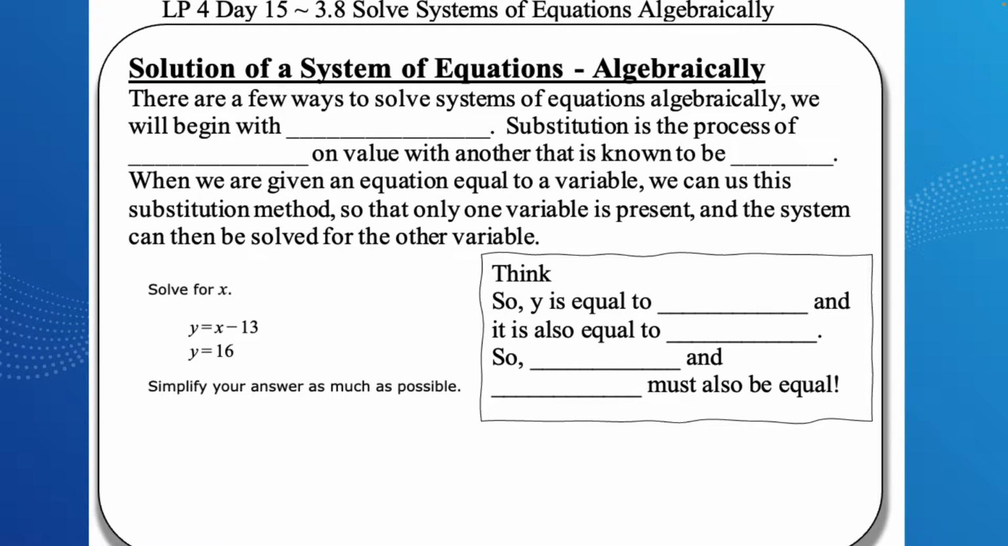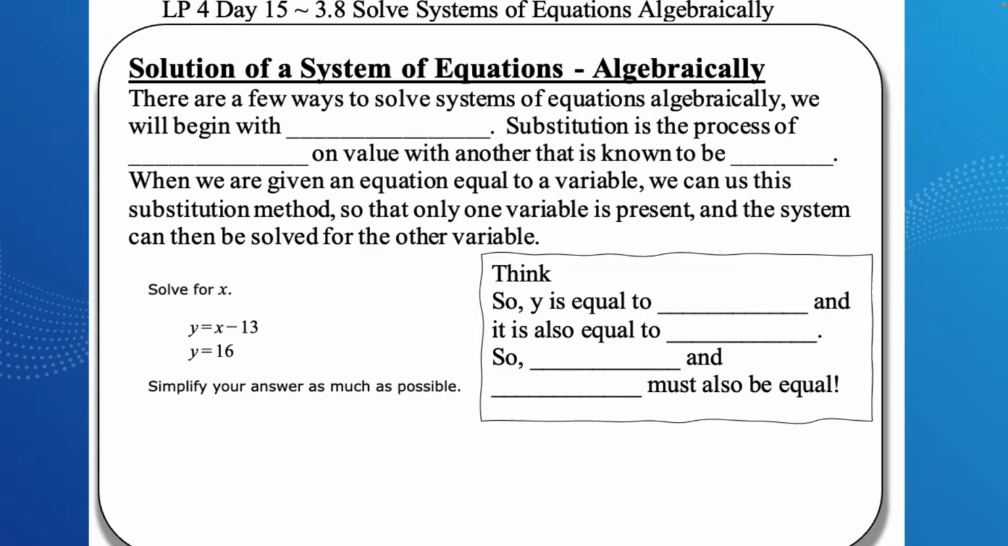Okay, we're going to start looking at solving systems of equations algebraically. So in the previous video, we were looking at the graphical solution of systems of equations. And remember, there's three types of solutions we can get. We can get one solution. That's where we know exactly where x and y are, where the two lines cross each other.